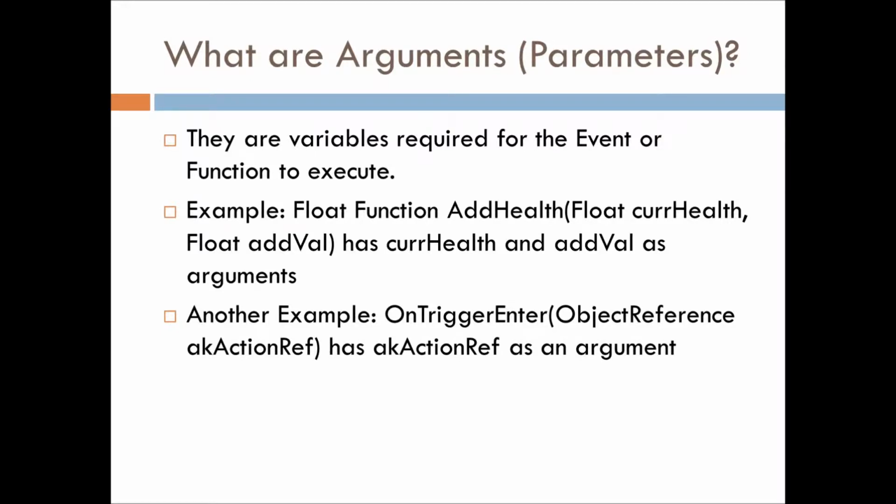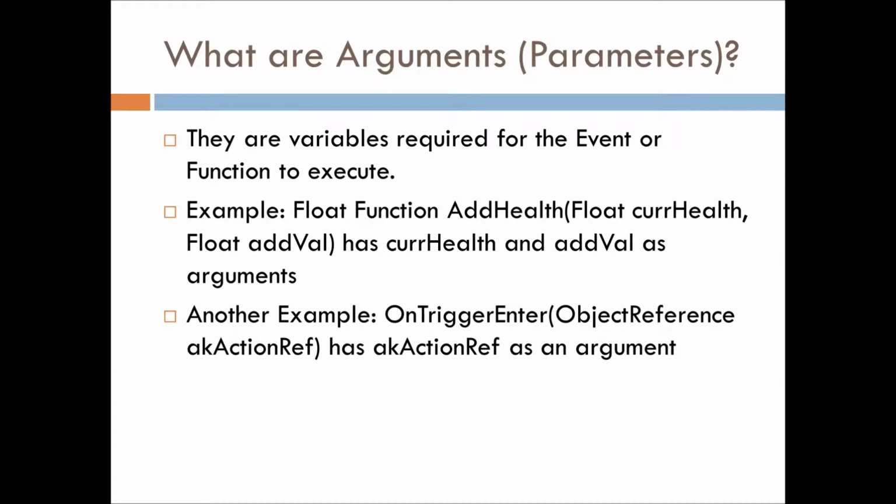For example, in this function, you might recognize it from the previous episode, AddHealth with float currentHealth and float addValue. CurrentHealth and addValue are the arguments or parameters for that. So you need to give it a float value such as 2.0 or something like that for both spots in order to execute that function.